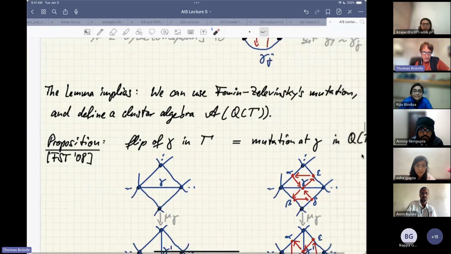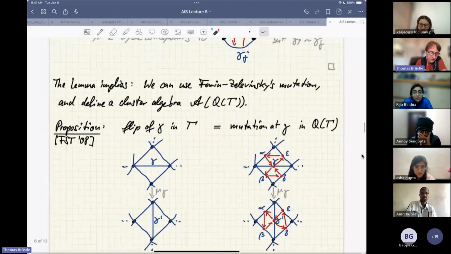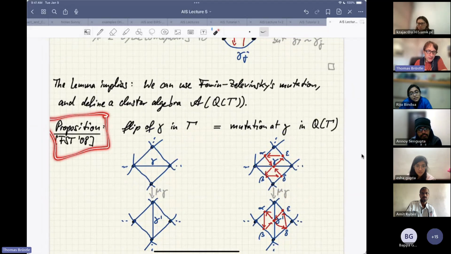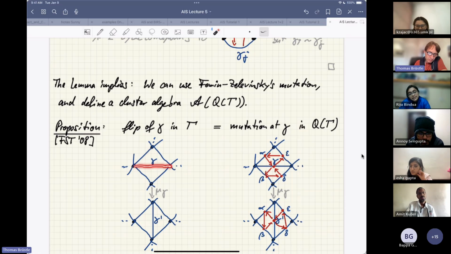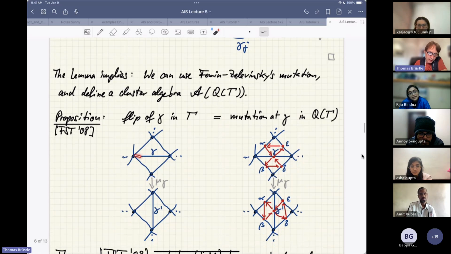So can we understand flips? So let's do this. Fomin, Shapiro, Thurston showed that a flip of an arc in a triangulation is exactly the same as the mutation rule at the vertex gamma in that quiver. Okay? So let's try to understand this. What is the flip? The flip is we have the quadrilateral formed by the two triangles adjacent to gamma. And the flip would be that we replace this diagonal gamma by that diagonal gamma prime.